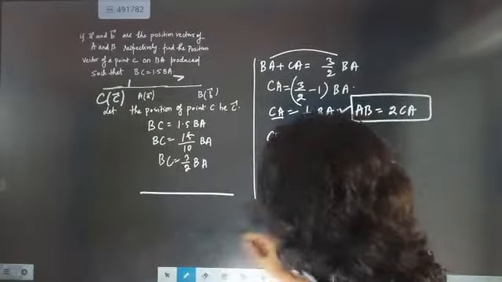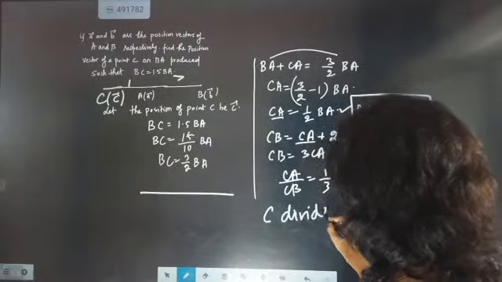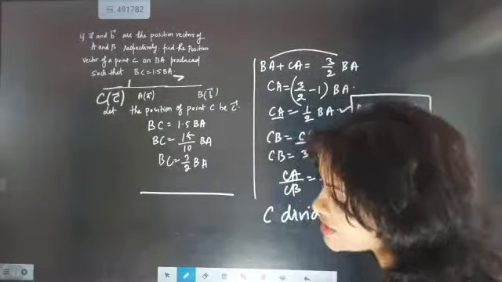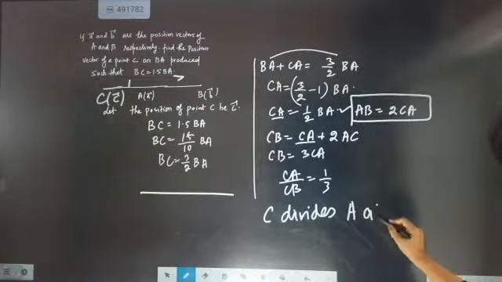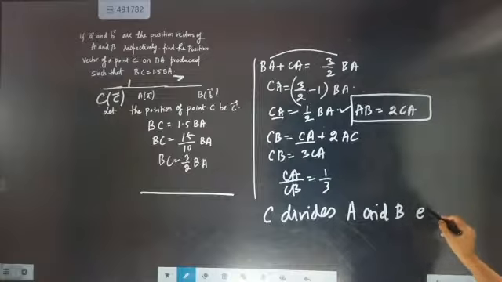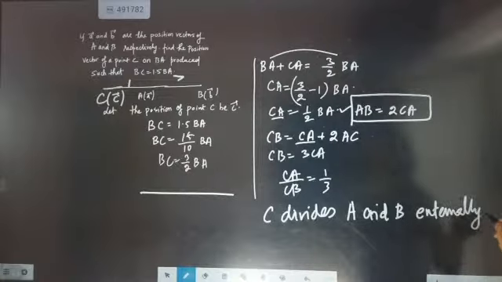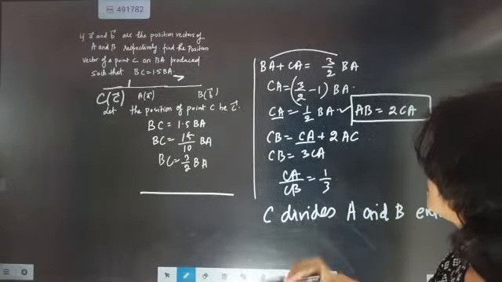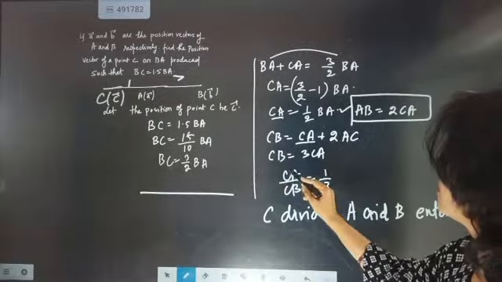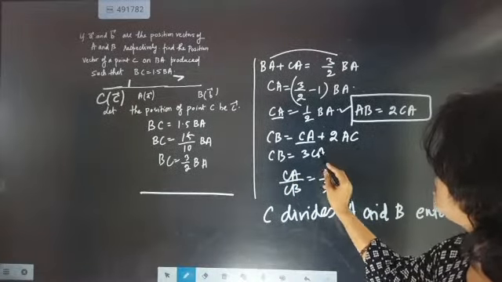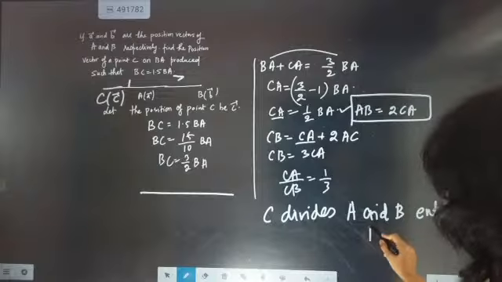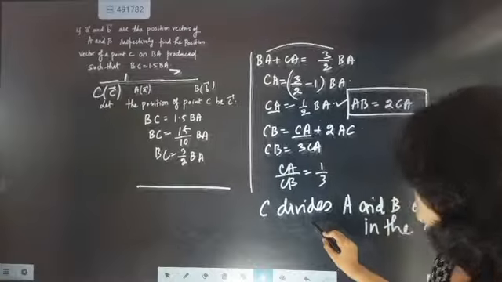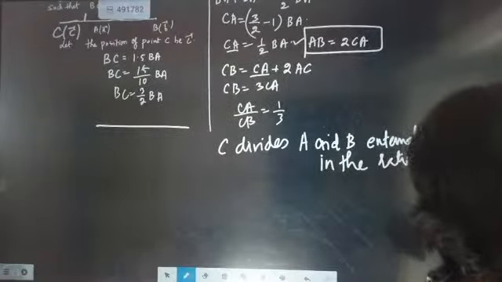So C divides AB externally. Come on, I am waiting for your answer. C divides AB. Till this much you have understood now. So externally in the ratio CA by CB, 1:3.